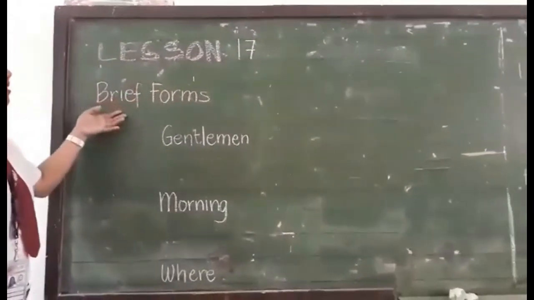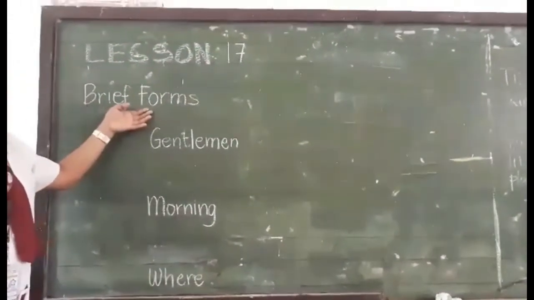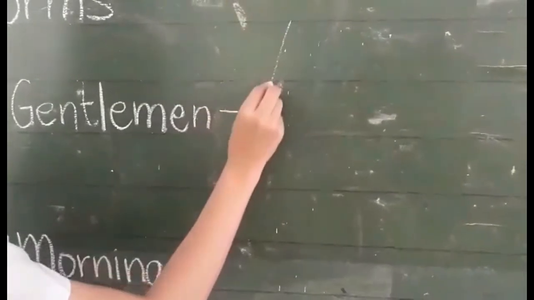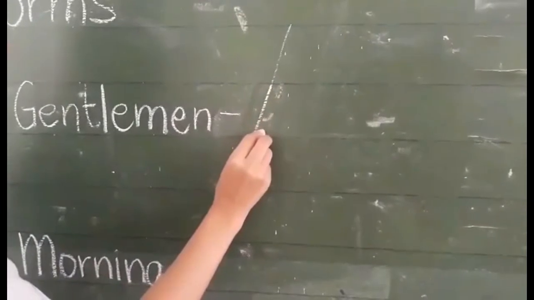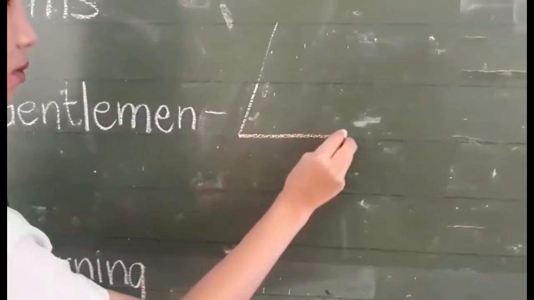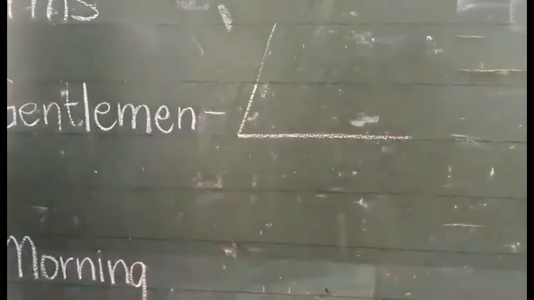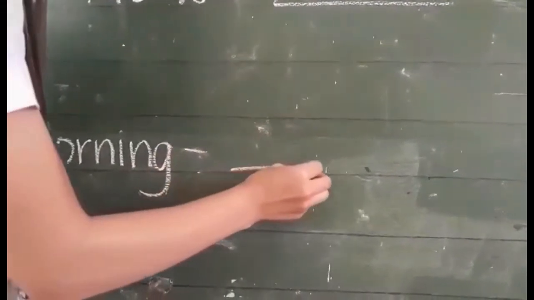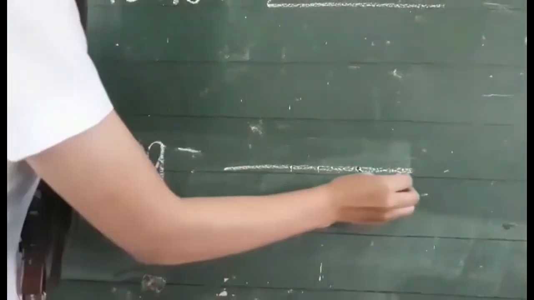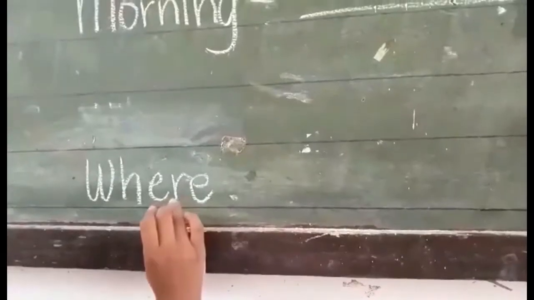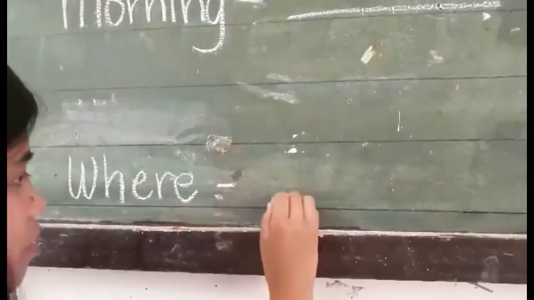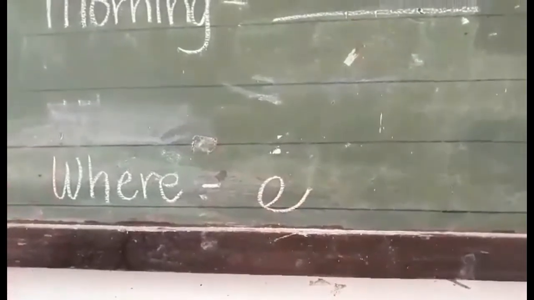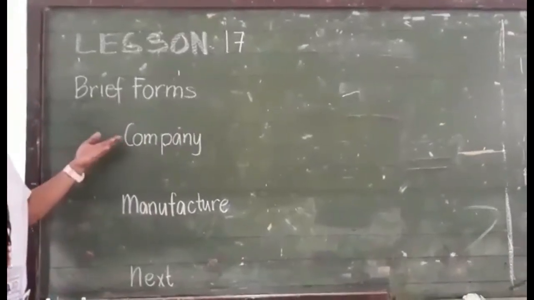We're going to discuss the new brief forms in shorthand. The first one is gentleman. Gentleman is represented by J and a combination of M and N. Morning is represented by a combination of M, N, and ing. Where is represented by A and R. Here are the other brief forms.